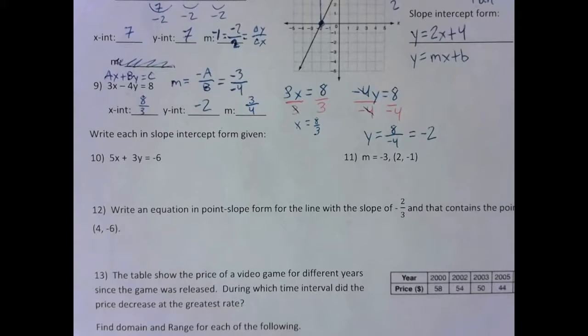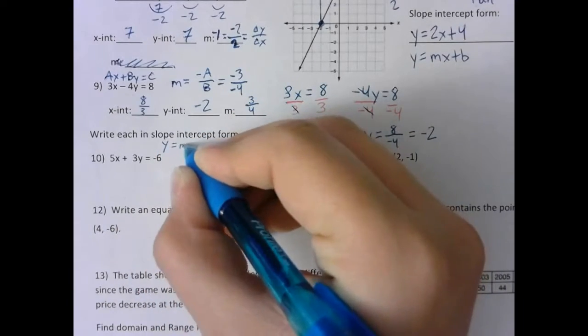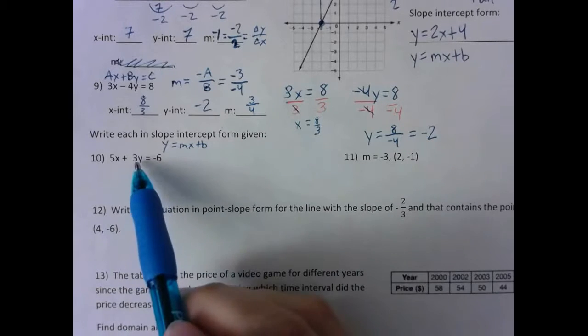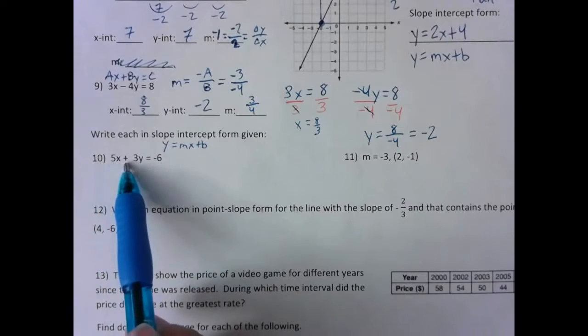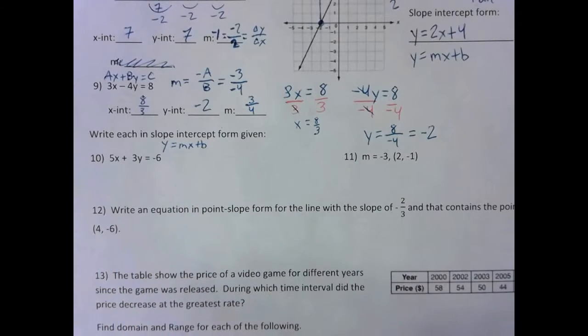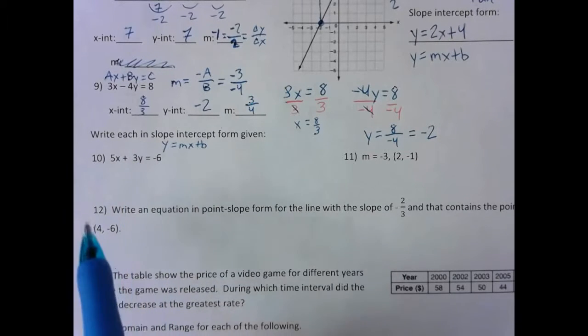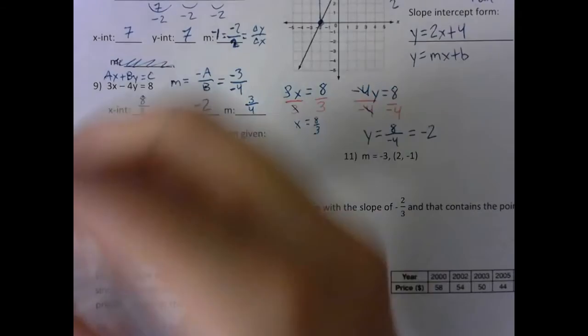10 and 11, we got to write it in slope-intercept form. So remember, slope-intercept is y equals mx plus b. So when they say to write an equation in slope-intercept form, what they're really saying is solve for y. So we want y all by itself. So to do that, notice how we have positive 5x plus 3y equals negative 6, pardon me. To start to get y by itself, we need to move 5x. To move 5x, we need to subtract 5x from both sides.